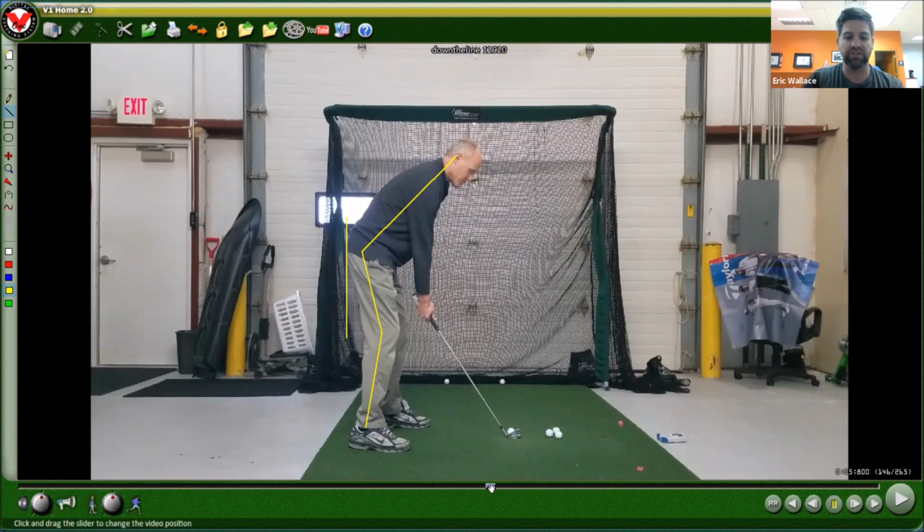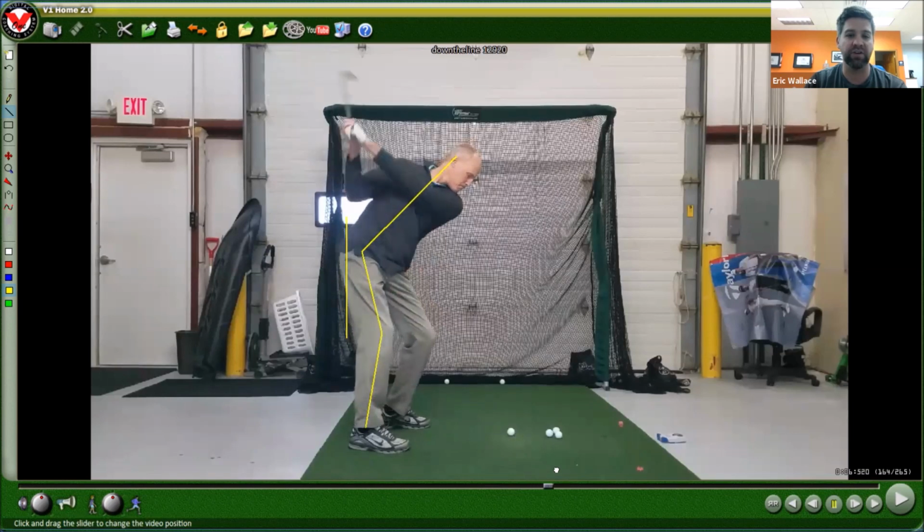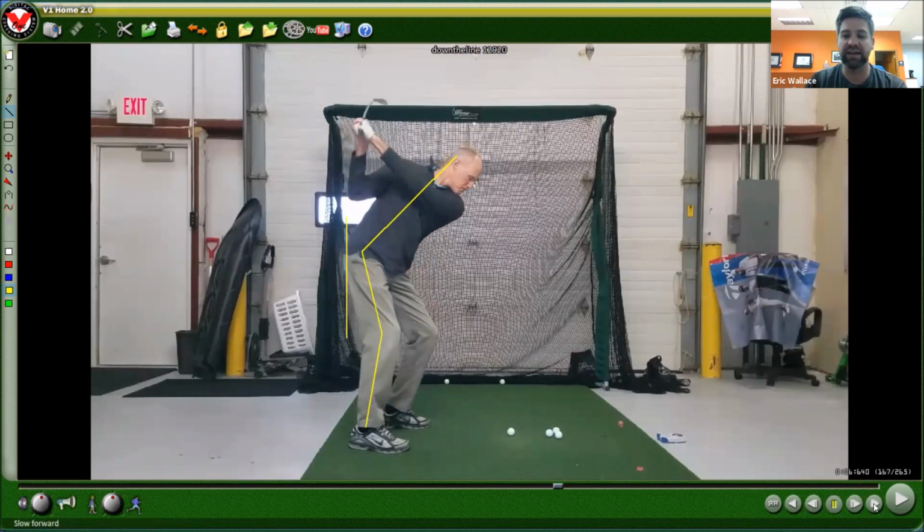And what we're looking for in this individual is really as he takes the club back to the top or transition and he comes back down to impact, can he maintain his tailbone, his pelvis, his glute? Can he keep anything on or behind that line? If at any point during takeaway or the downswing, the hips or the pelvis moves forward, then we're going to have the equivalent of this individual standing up in their golf swing, okay?